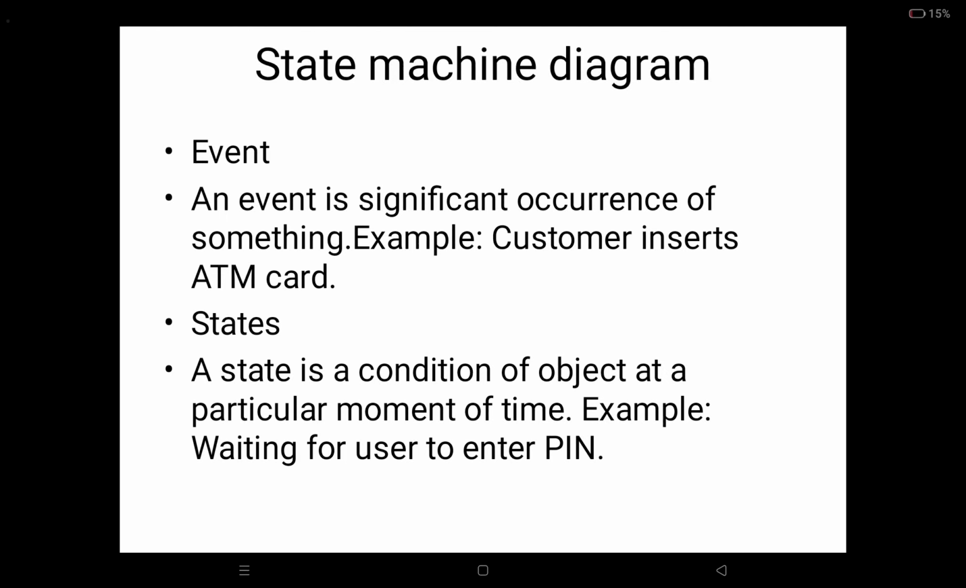What do you mean by state? What is the condition of the object at a particular moment of time? For example, after entering the PIN number, the user has to wait. So waiting for the user to enter a PIN number, this is the state. State is nothing but the condition of the object. Once the PIN number is validated, then the user can withdraw an amount or deposit an amount. The state is the current condition of the object at a particular moment of time.